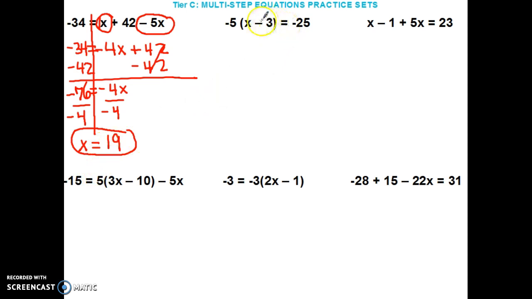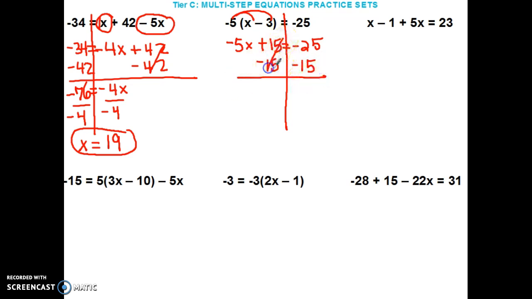all right. Over here, we distributed negative 5. Negative 5 times x is negative 5x. Negative 5 times negative 3 is a positive 15, is equal to a negative 25. Okay, then we subtract 15. This is a two-step equation. Touch the variable last. I'm trying to remind y'all of what to do so that you don't do crazy stuff. Cancel stuff. All right, so we get negative 5x is equal to a negative 25 and negative 50.